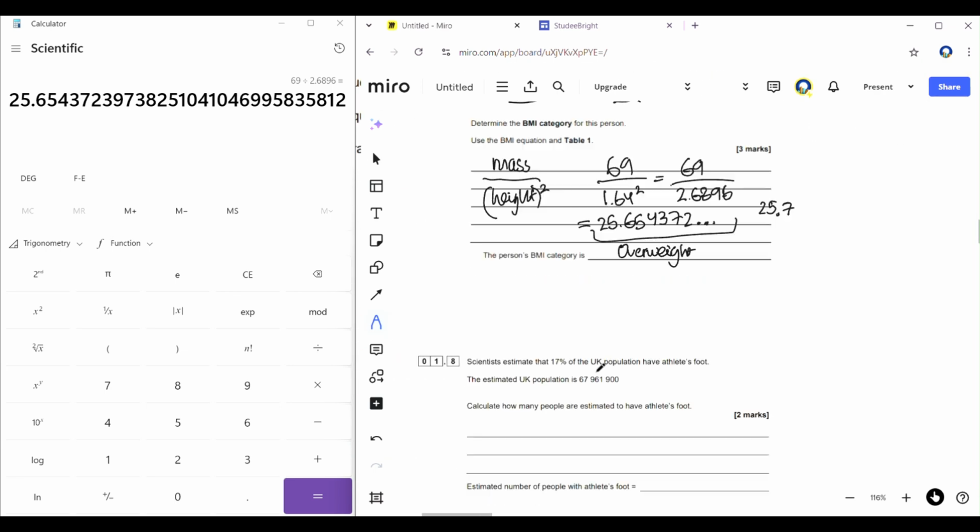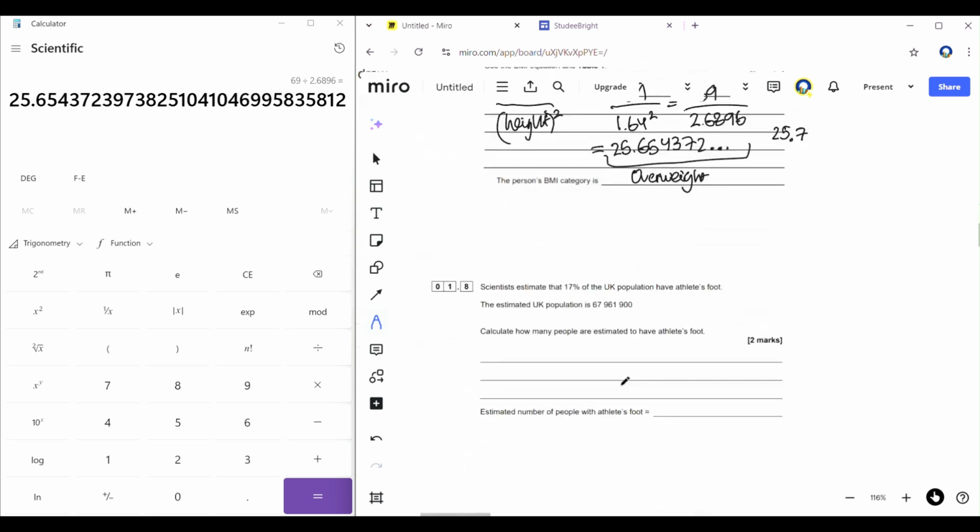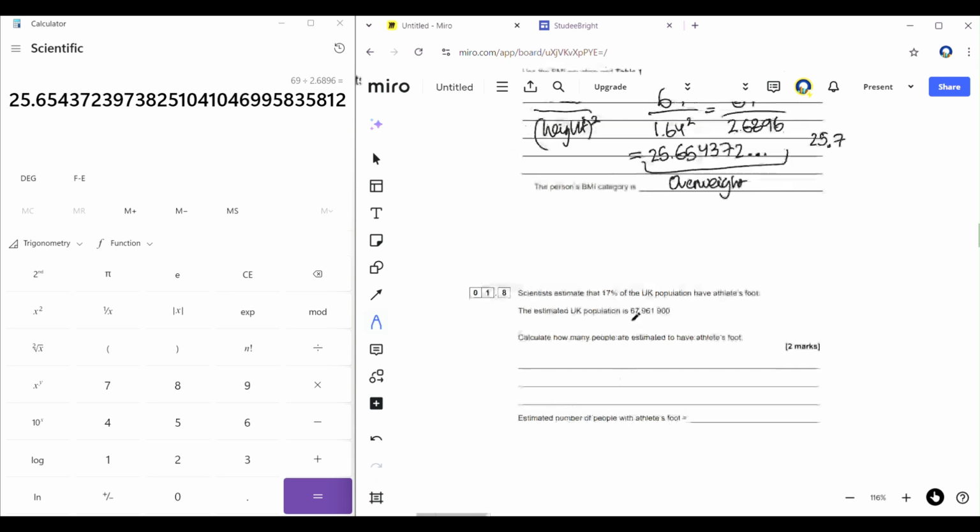So that is from the same paper. Okay, that's why I put it under it. So you've got scientists estimate that 17% of the UK population have athlete's foot. The estimated UK population is this value here. Calculate how many people are estimated to have athlete's foot.